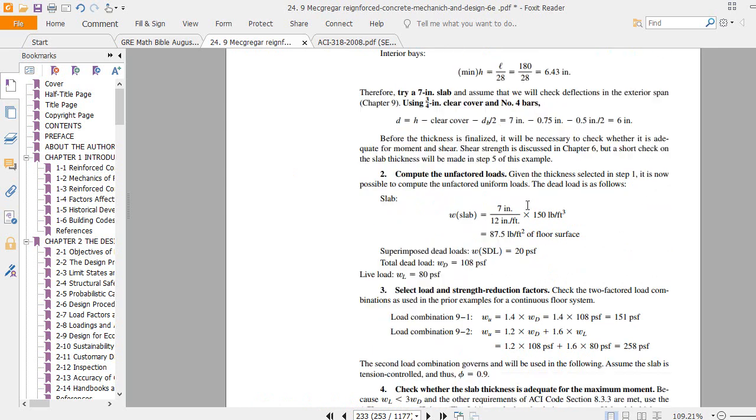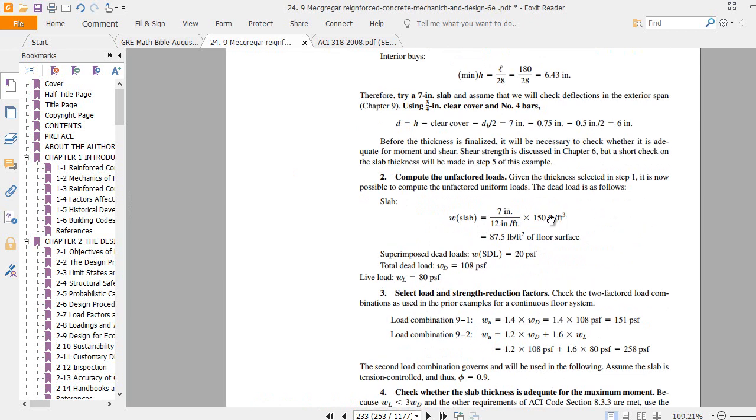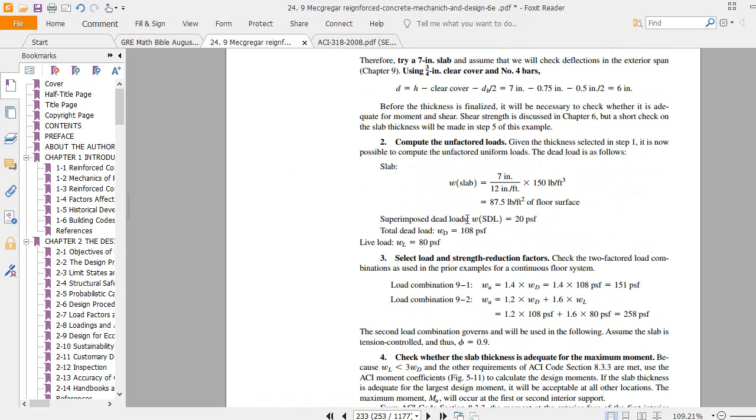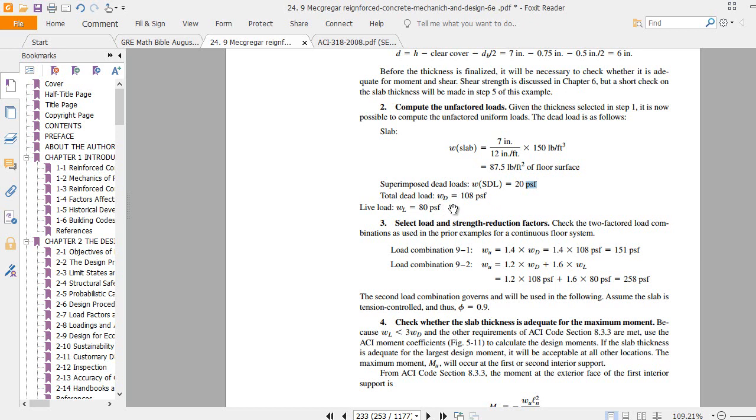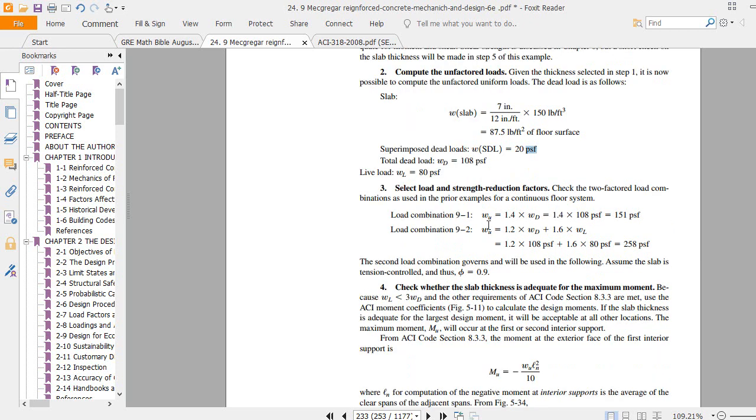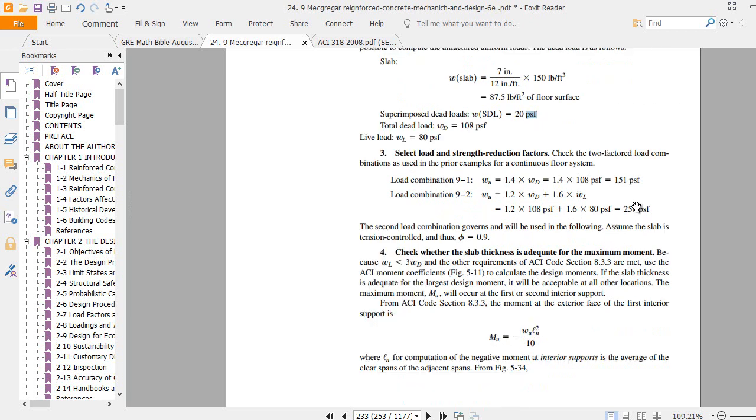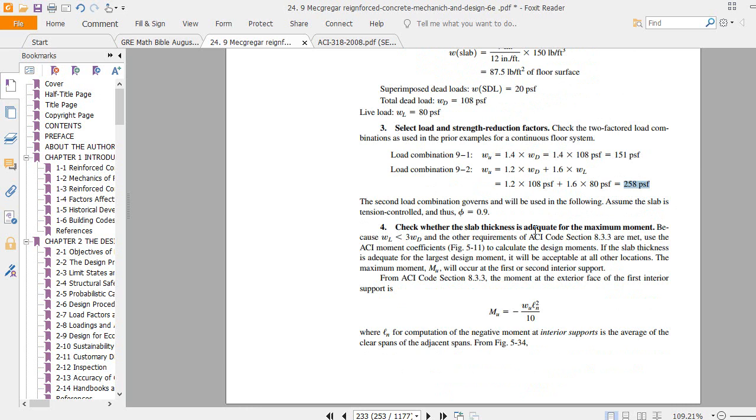The loads are calculated. We have a factored load, slab thickness divided by 12 times the density of concrete, and here we have used a superimposed load of 20 psf and the live load is 80 psf. And the combinations are these two combinations, 1.4 dead and 1.2 dead plus 1.6 live load. So combination 2 governs, that is 258 psf, which gives us this value. And here we assume that our steel is yielding, and that's why we are using phi value 0.9.